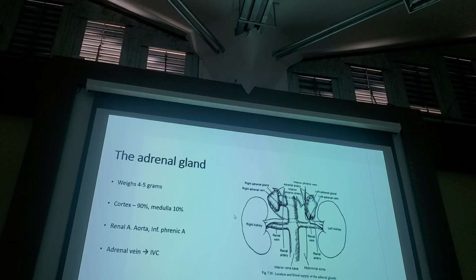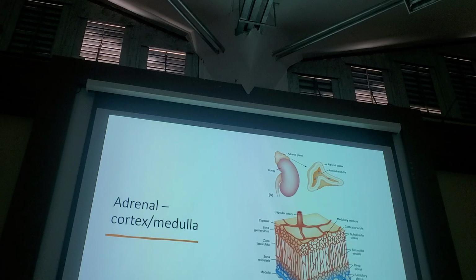Each gland weighs about 4 to 5 grams, and they're divided into the cortex, which is the bulk of the gland, accounting for 90% of the weight, and the medulla, which is on the inside and accounts for about 10%. The gland, of course, has to have an arterial supply, right? And it gets blood flow from the renal arteries, the aorta, as well as the inferior phrenic arteries. And you can explore that in your anatomy class in further depth. It also has to have venous drainage, right? And this goes from the adrenal veins into the inferior vena cava. So this is what the cross-section of the adrenal gland looks like.